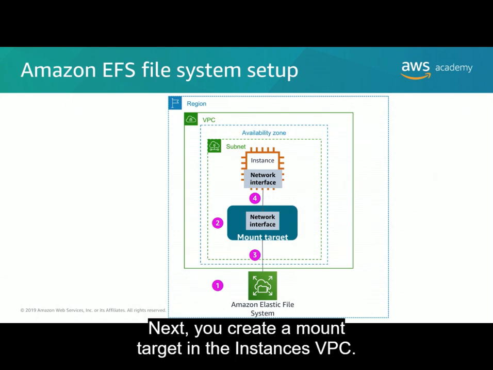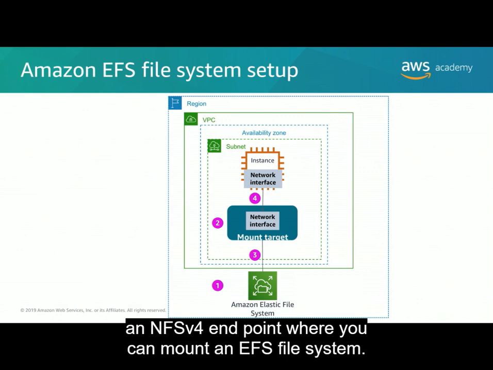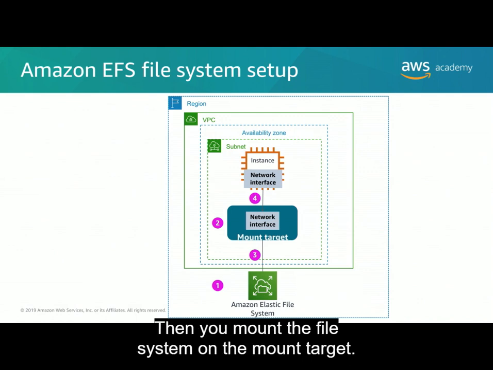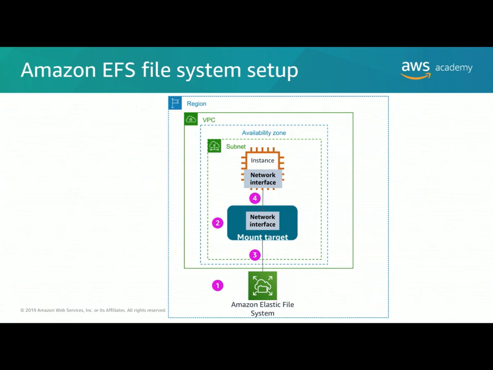Next, you create a mount target in the instance's VPC. A mount target provides an IP address for an NFS v4 endpoint, where you can mount an EFS file system. Then you mount the file system on the mount target. And finally, you connect the EC2 instance to the mount target.